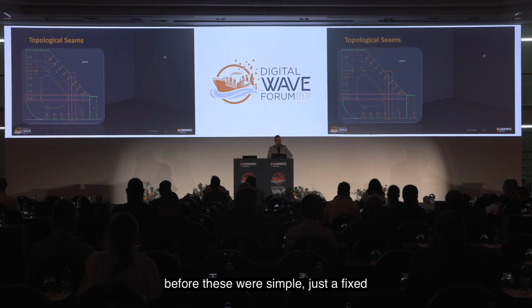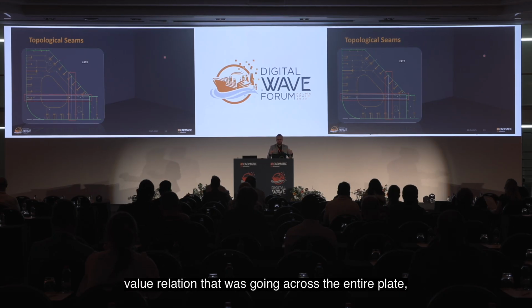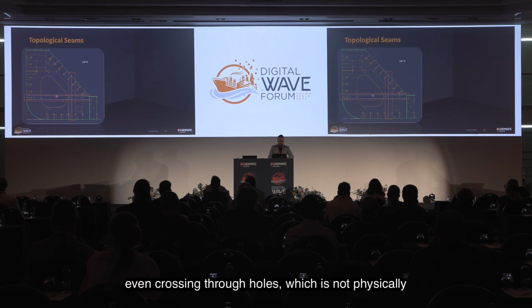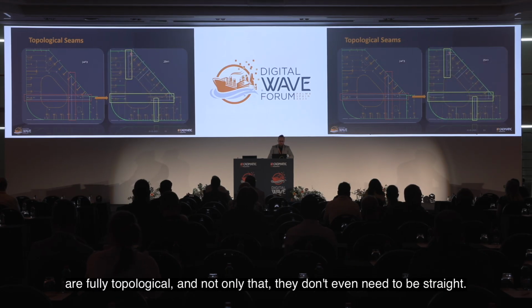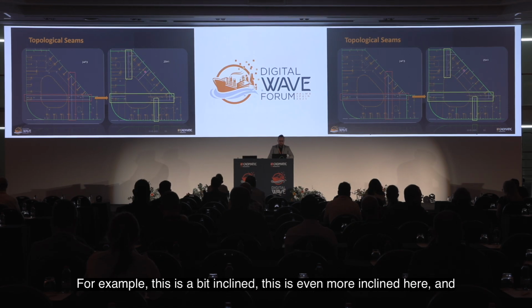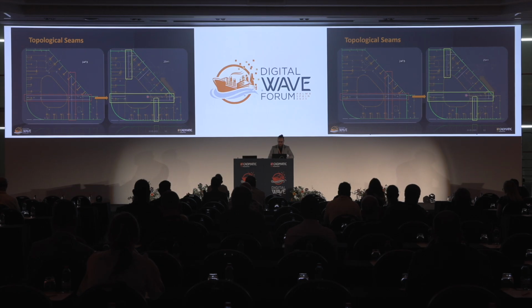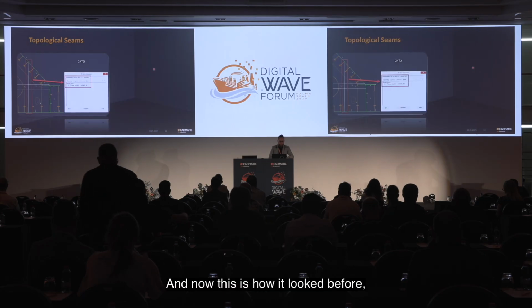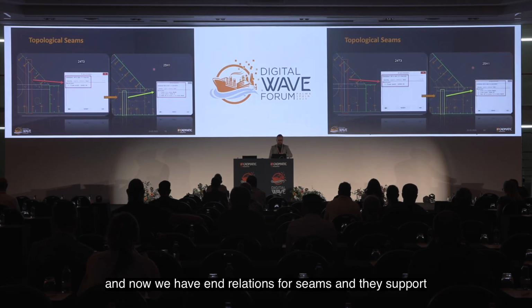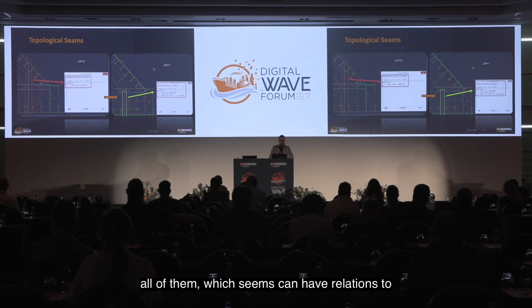Before, these were simple, just with the fixed value relation that was going across the entire plate, even crossing through holes, which is not physically possible. But now they are fully topological. And not only that, they don't even need to be straight. So for example, this is a bit inclined. This is even more inclined here. And there can also be curved seams, as this one. And now this is how it looked before. And now we have end relations for seams. And these support all of them, which means seams can have relations to other seams, to the plate, or to holes.